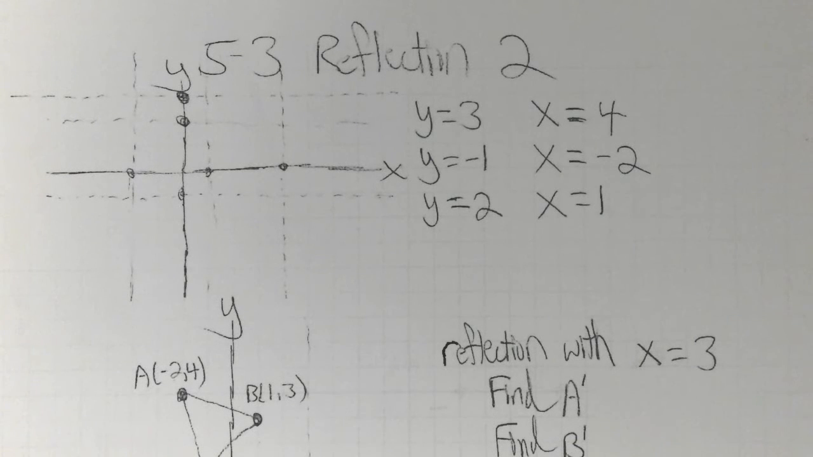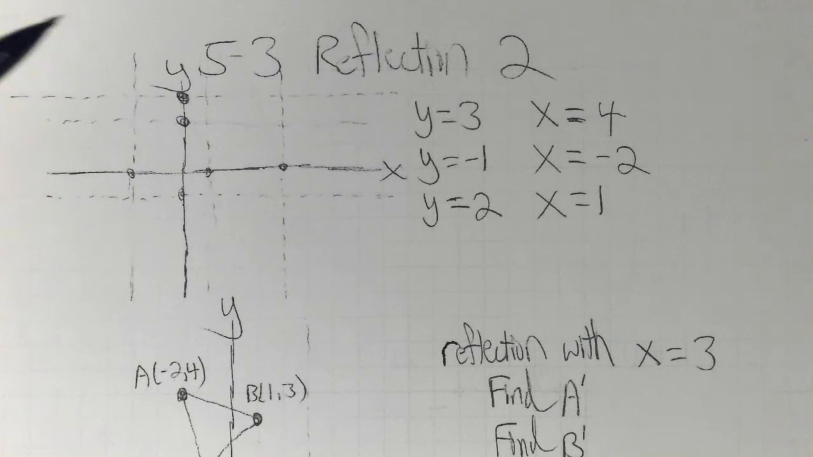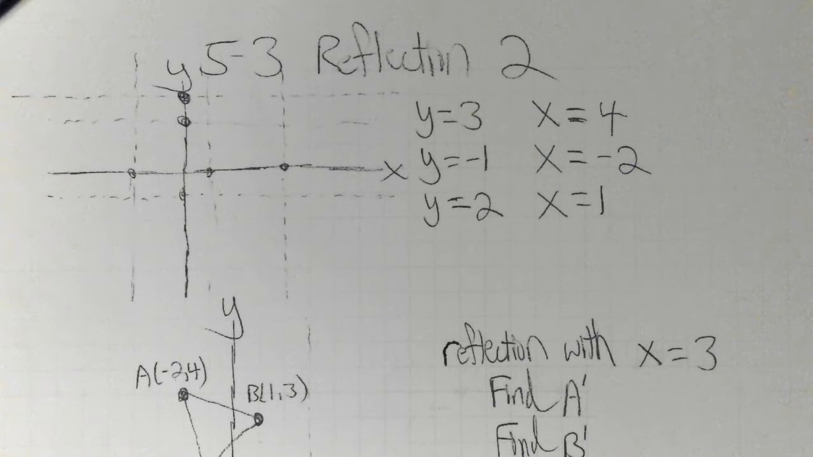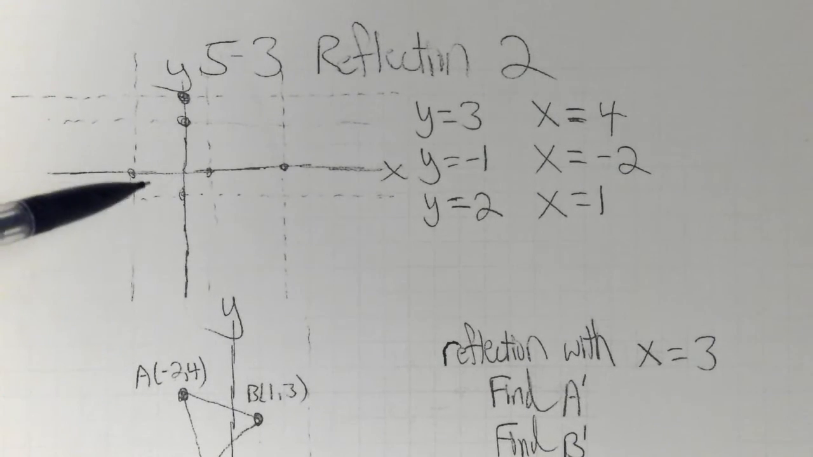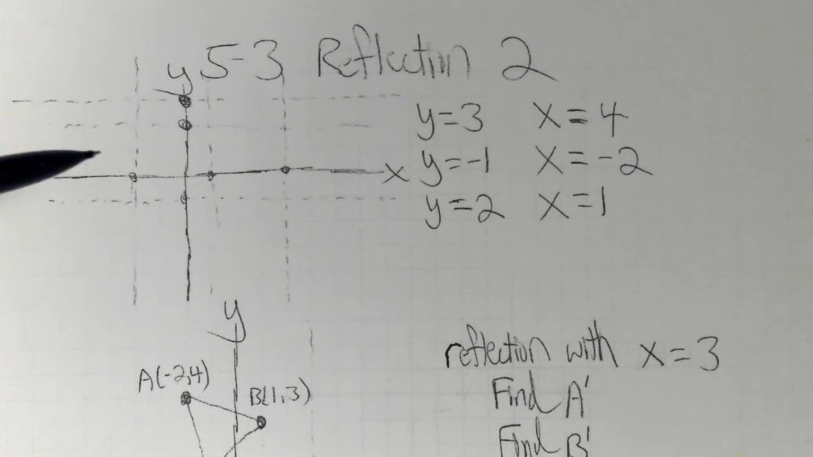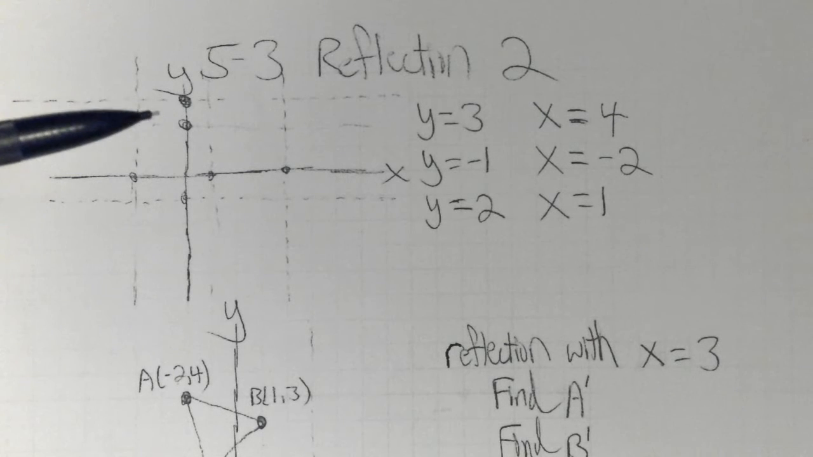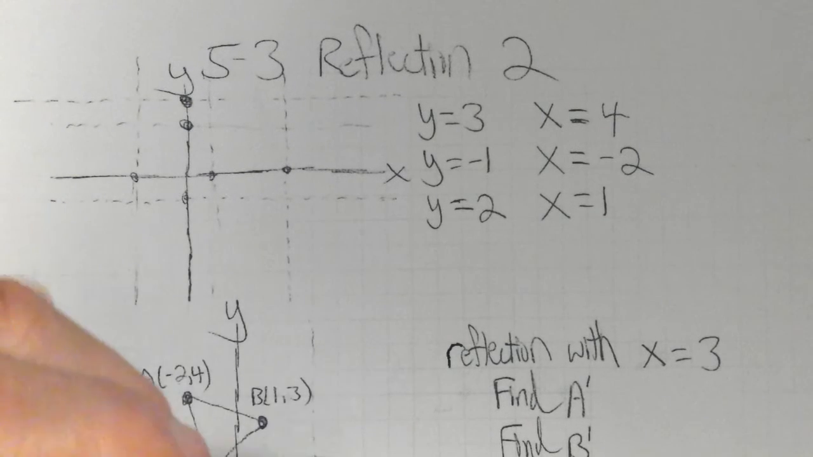Okay, this is lesson 5-3, and the topic here is reflection part 2. Now, in the last lesson we learned about reflections, and the line that we reflected over was either the x-axis or the y-axis. Now in this lesson we're going to learn how to reflect over different lines of reflection. It's not always going to be the x-axis or the y-axis this time.